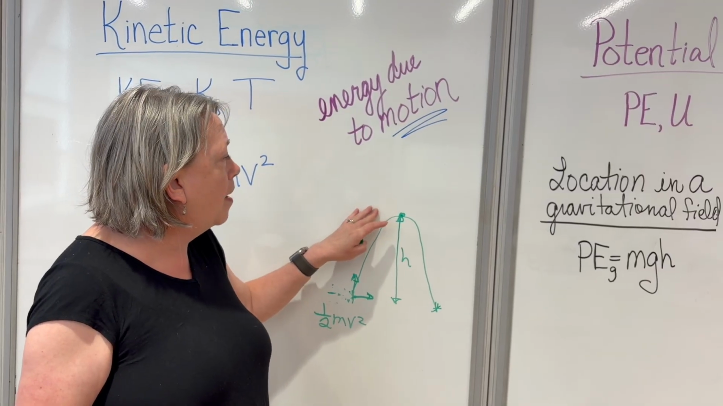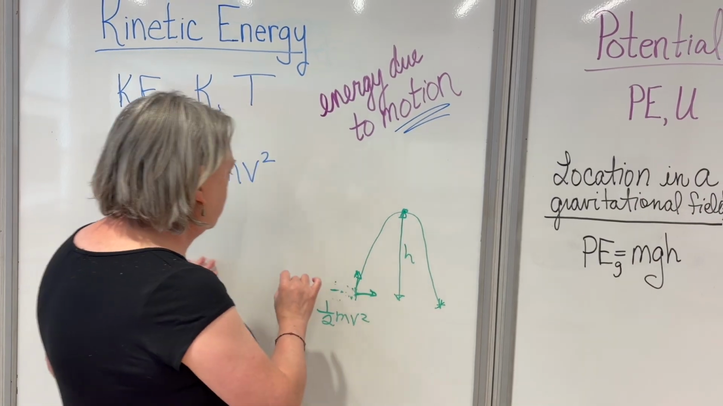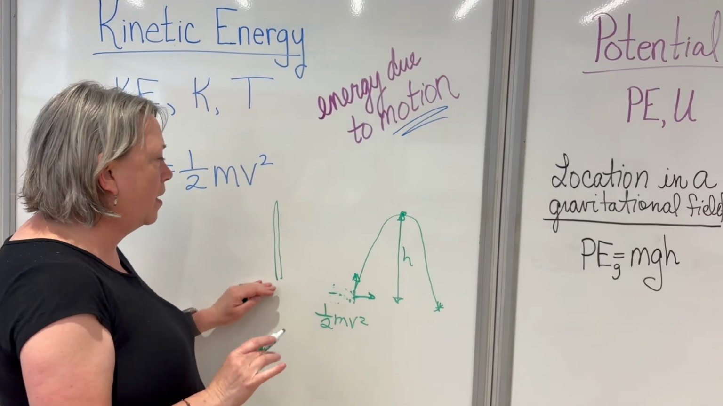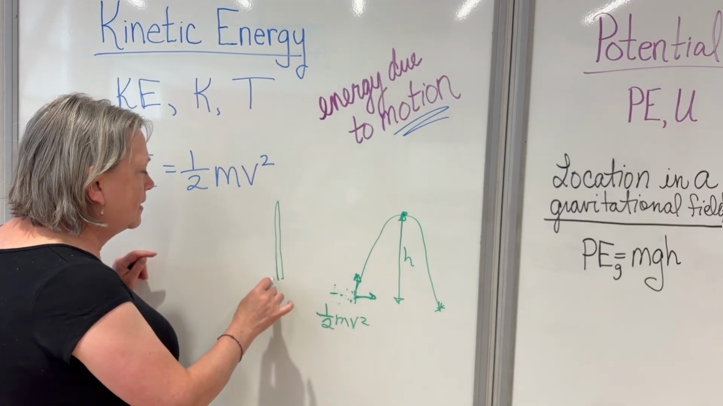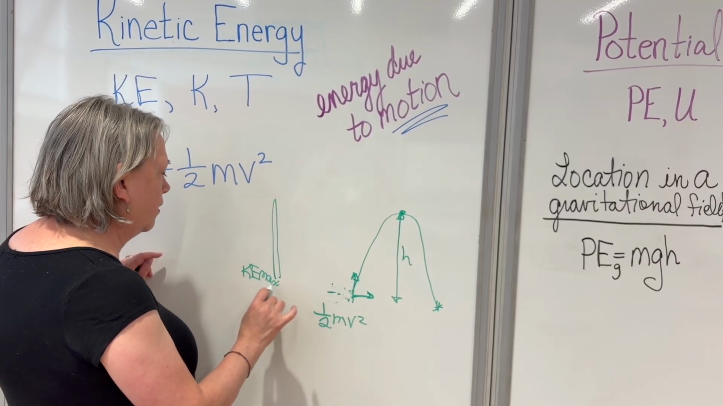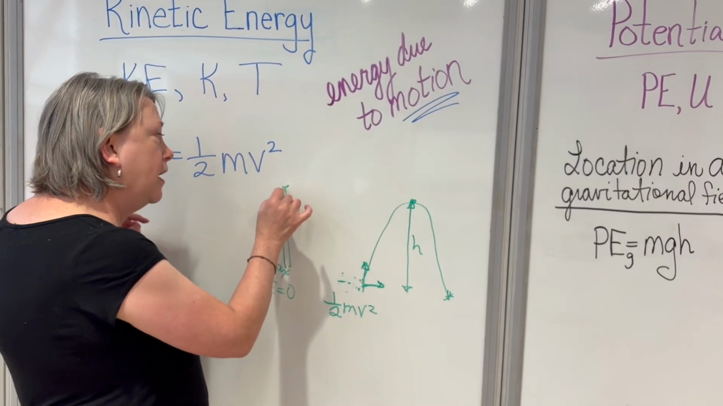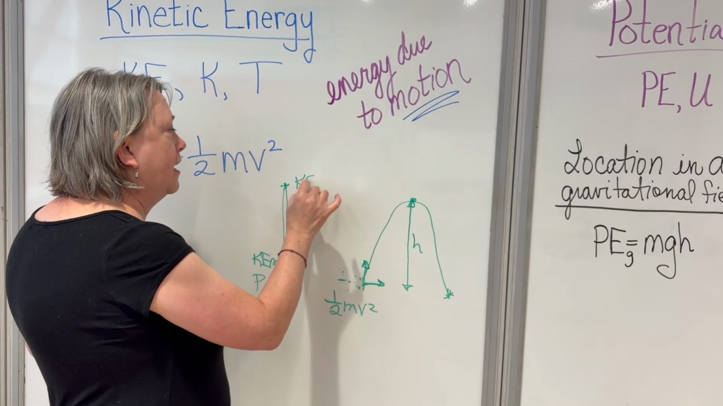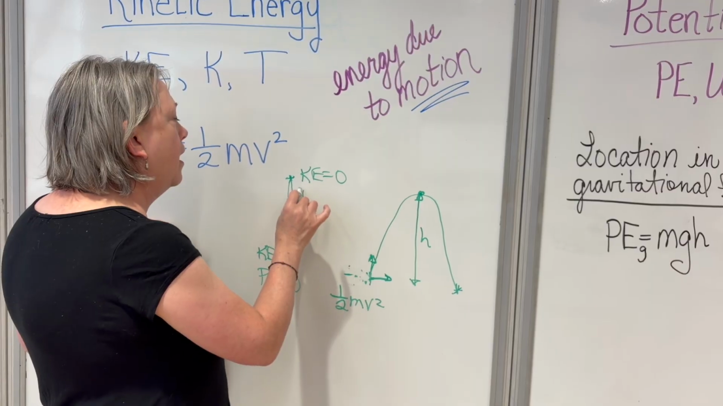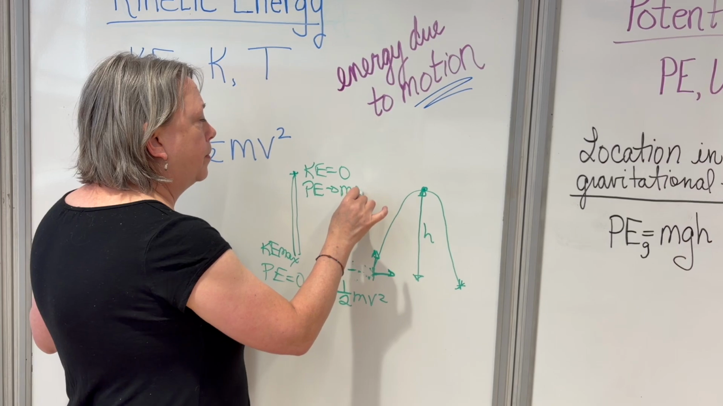So if we consider just the y direction here, maybe instead of that drawing, a drawing more like that, just to simplify this a little bit, put it in 1D. The kinetic energy is a max down here, and potential energy is 0 down here. Up here, the kinetic energy is 0 just for an instant when the velocity is 0, and the potential energy is a max at the top.